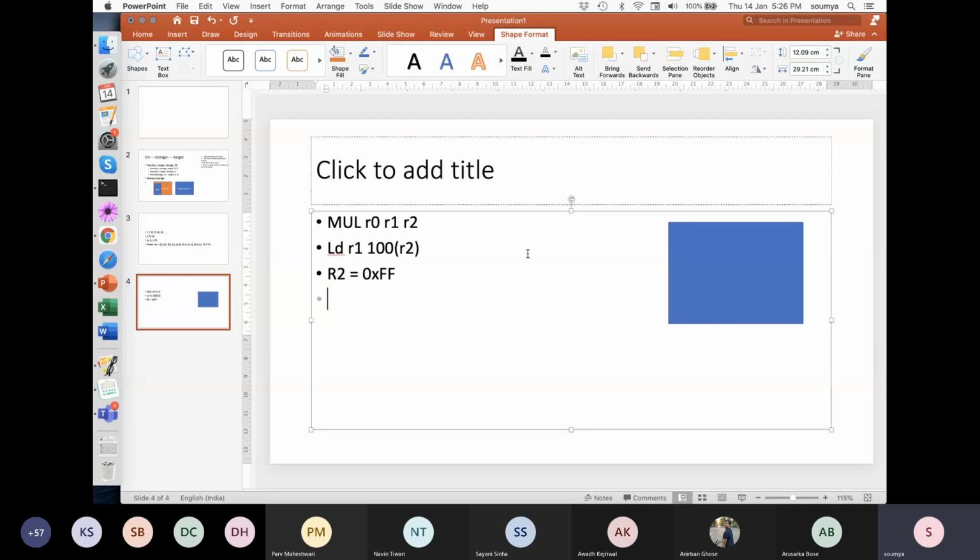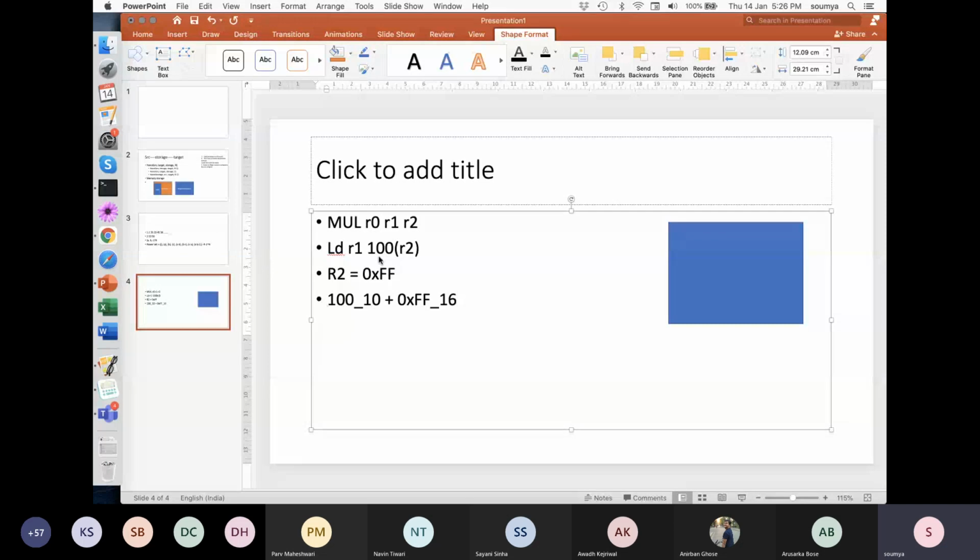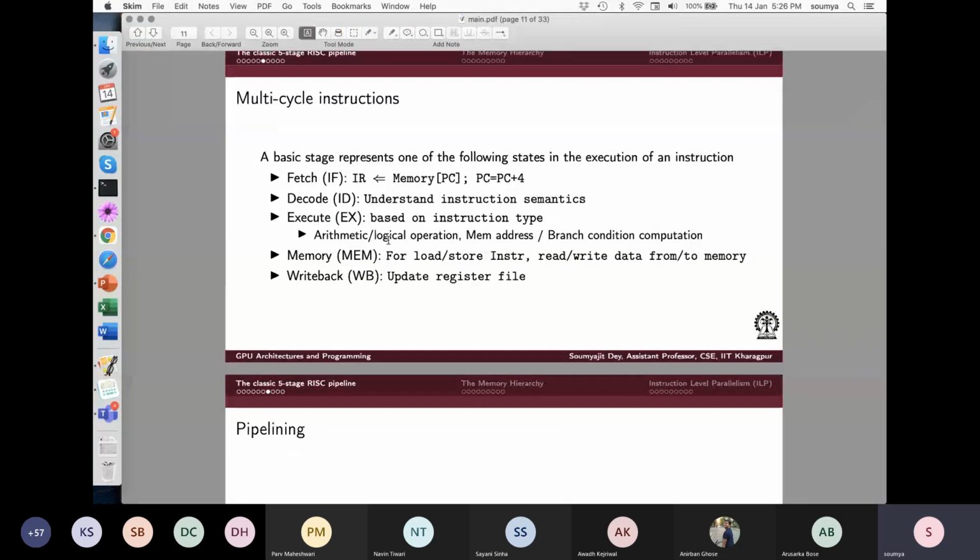So that would mean you have to first calculate this address, right? You have to add 100 with 0xFF, though this 100 I'm writing in base 10, right? And this is in base 16, right? So you have to do this calculation. Who will do it? That calculation will be done by the mem unit. And then, sorry, that calculation will be done by the ex unit.